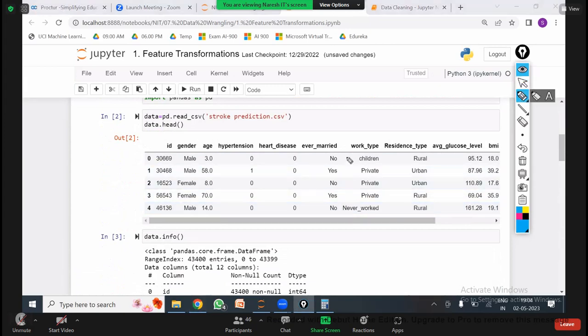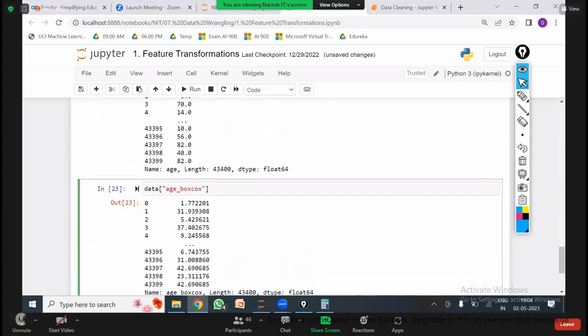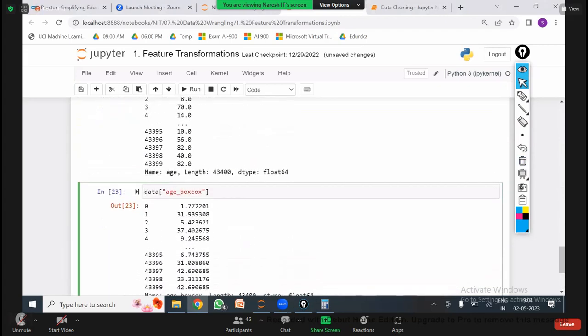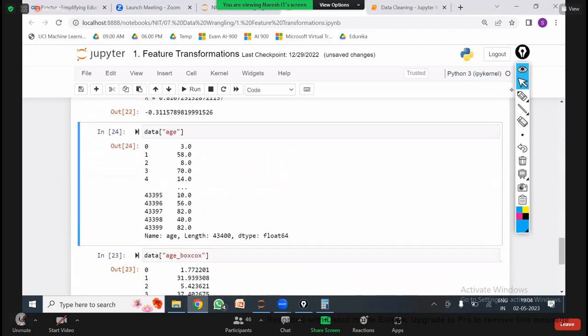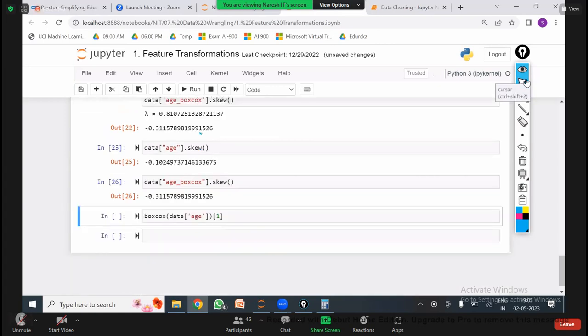What is meant by data? Data means data frame name. Instead of writing df, I have written the data frame name data. So data of age underscore boxcox is the transformed data, and this is the original data. For this data, if you apply the skewness, original data dot skew gives the original data skewness. If you check the skewness of the transformed data, this is the skewness of the transformed data.